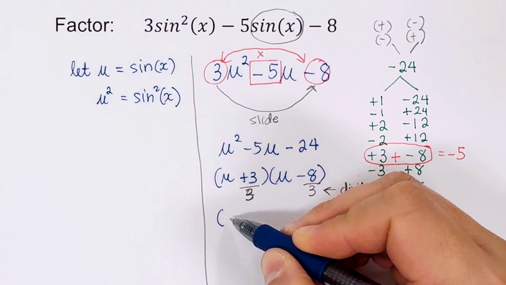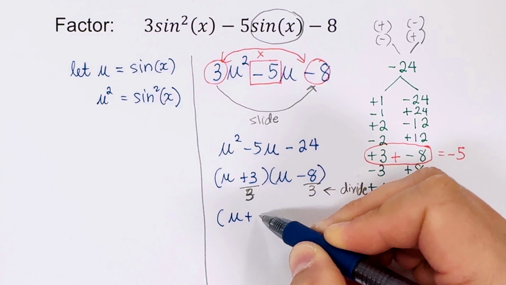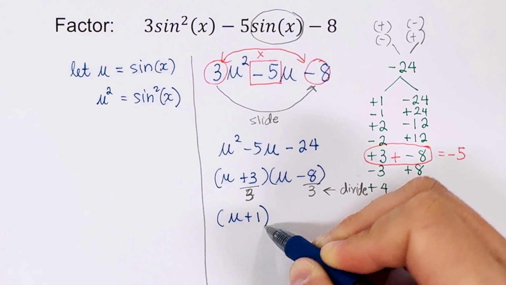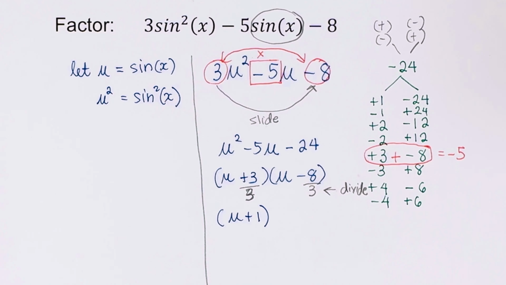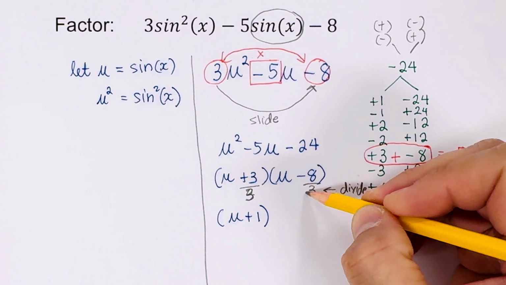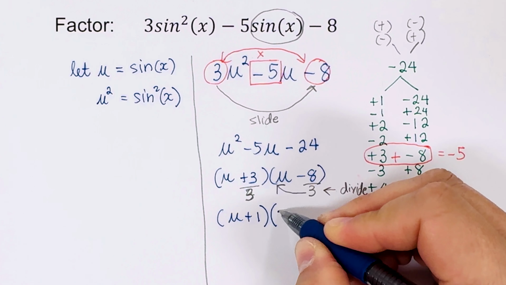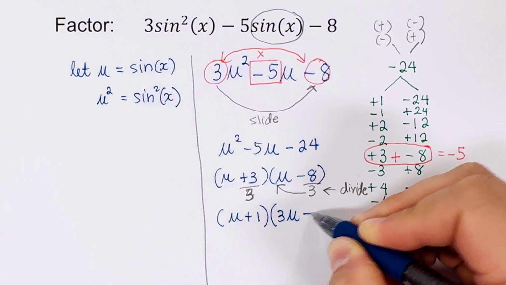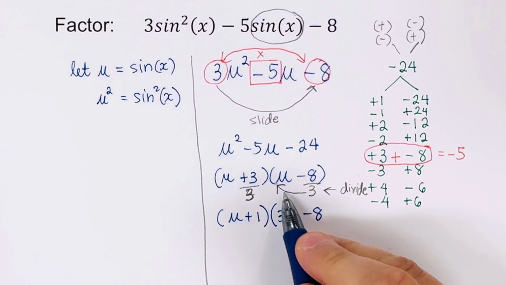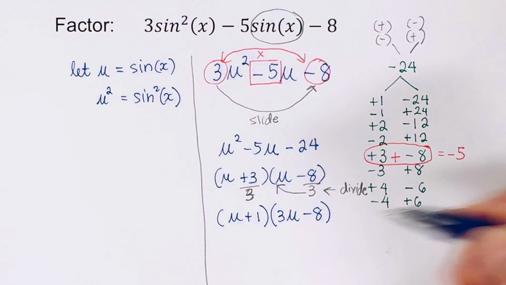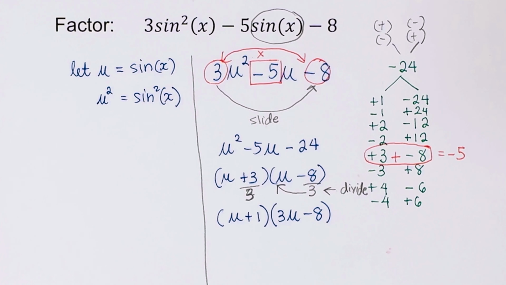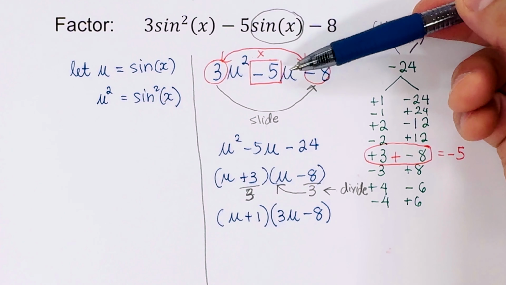So that is u plus 3 divided by 3, which is positive 1. And then since 3 doesn't go with 8, we're going to slide it back into the front of the u. So then the other factor here would be 3u minus 8, because we slide the 3 up here. So this is the factored form for this u version here.